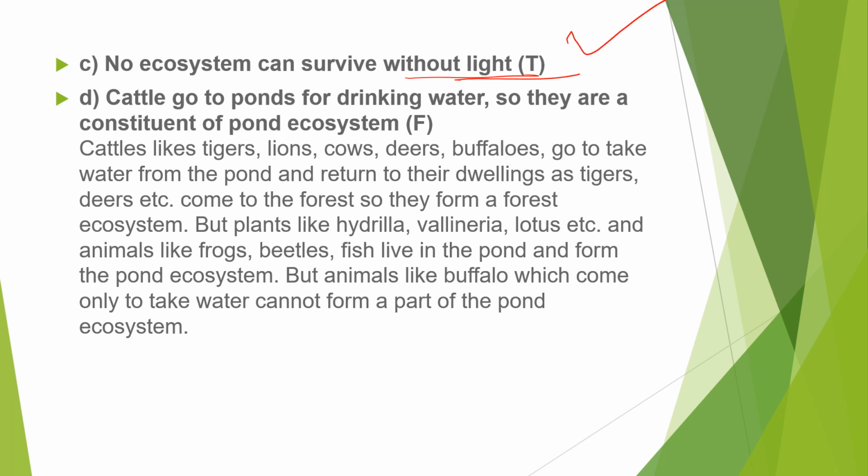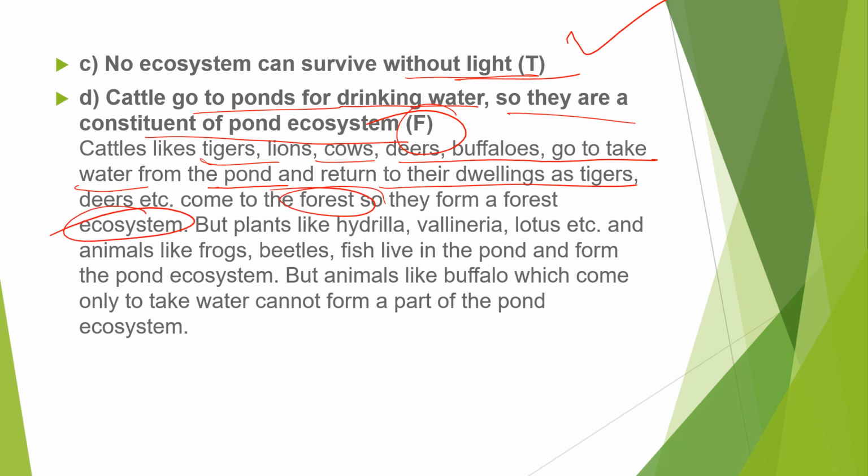So it's false. Cattle go to ponds for drinking water, but they are not constituents of the pond ecosystem. Whenever cattle like tigers, lions, cows, deer, buffalo go to the pond, they drink water and return to their dwelling places, like they come back to the forest ecosystem.